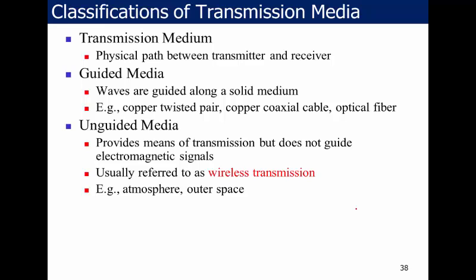Transmission medium is the physical path between transmitter and receiver. Well, this is a general term. There is guided media, for example wired communication: copper twisted pair, coaxial, optical fiber, and so on. They're all guided media. But in wireless, no such media exists; it is unguided. Therefore, that is wireless communication.